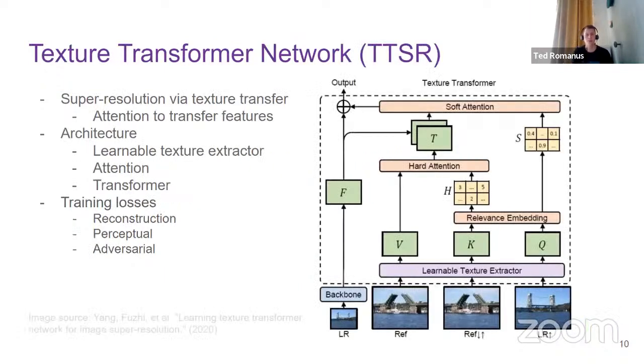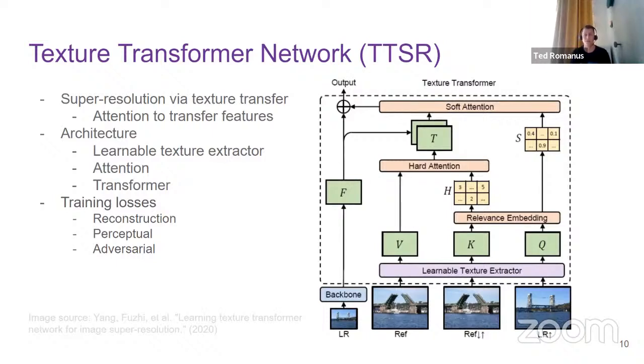Texture transformer network, or TTSR in short, is a network which does super resolution via texture transfer. It uses the already mentioned attention mechanism to transfer features from the reference image to the input image to produce high resolution results. The network has a trainable feature extractor, which transfers features to a subspace where they can be best transferred. The TTSR architecture consists of the hard attention module used for the texture transfer and the final transformer levels for generating the high resolution image. The network uses a combination of losses for training.